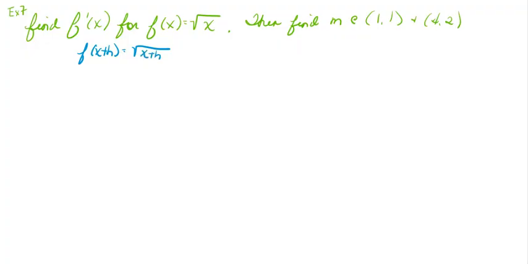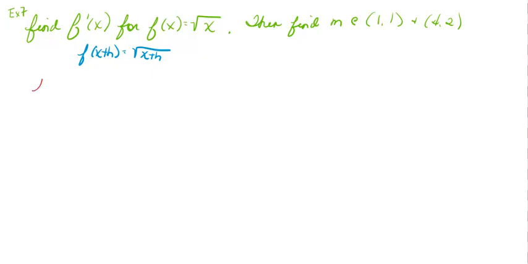And now I'll go ahead and do my derivative. We do that by taking the limit as h approaches 0 of f of x plus h, which is just the square root of x plus h, minus f of x, which is just the square root of x, all over h. Okay? And so I can't just simplify this out. There's nothing I can pull out yet.